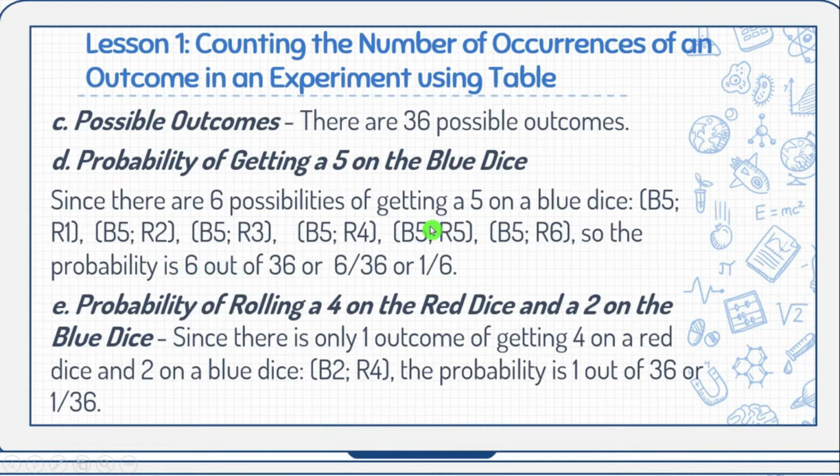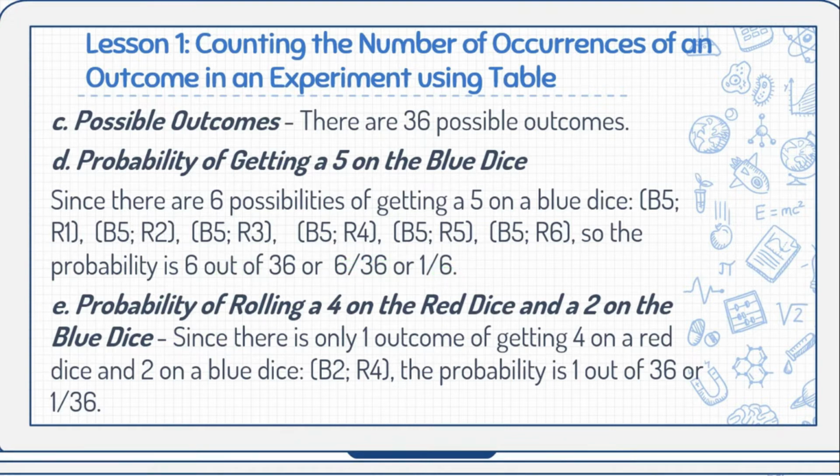Getting 5 on the blue dice, it qualifies because there are 6 possibilities. So, therefore, we can say that the probability is 6 out of 36, because 36 is the whole possible outcomes, and the ones with B5 are only 6. So, therefore, 6 out of 36, or 6 over 36, or simply 1 over 6.